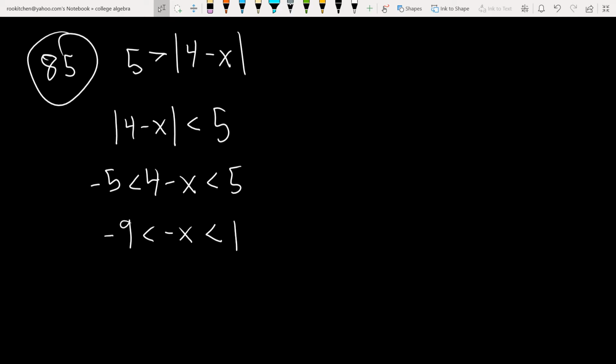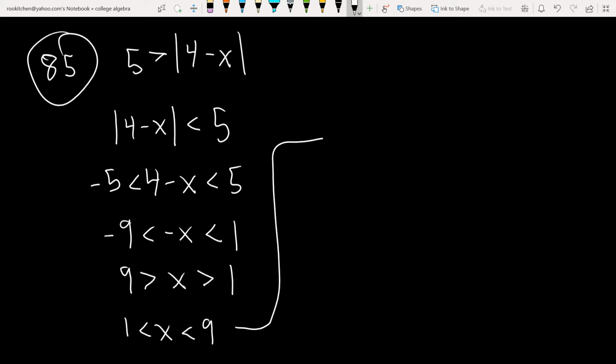But if you multiply by a negative, it changes the direction of the inequality, and it changes all 3 inequalities. The way it's written right now is not correct. You always want to go from the lower numbers to the higher numbers, right? So instead of writing 9 greater than x greater than 1, I write negative 1 less than x less than 9. And ultimately we have to put it in interval notation.